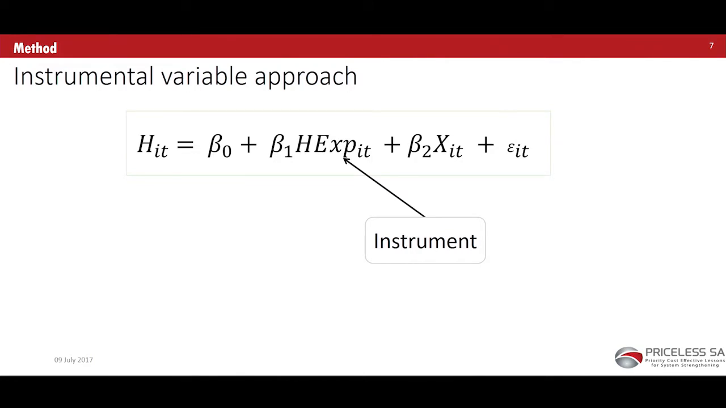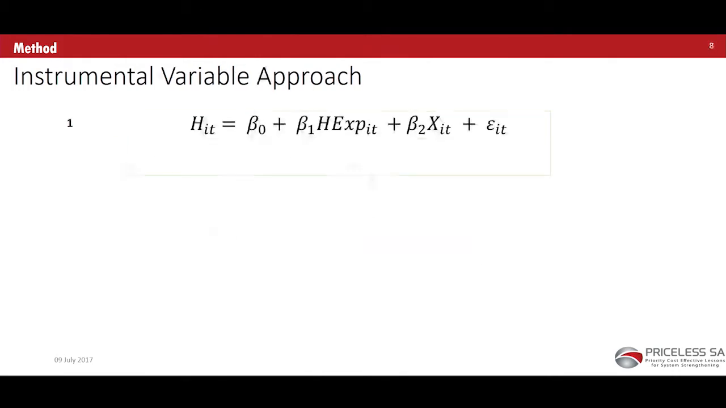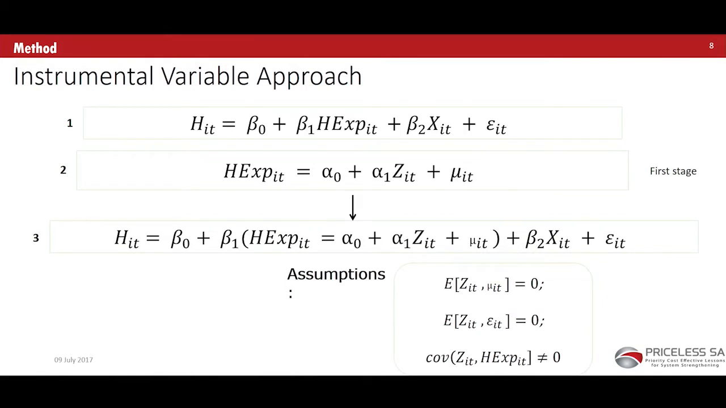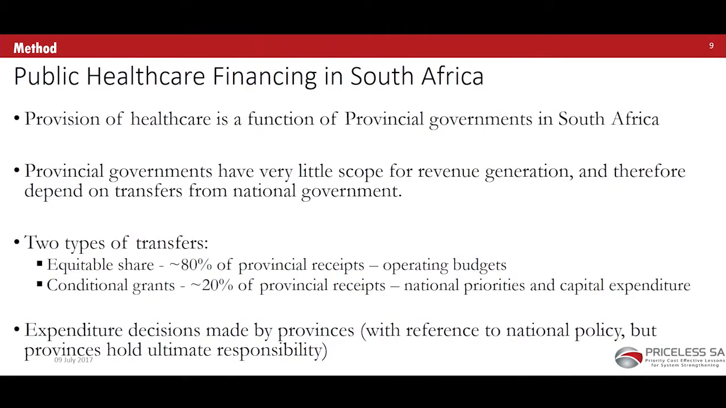We find an instrument that is correlated with health expenditure, but not correlated with the outcome variable, and as a result, not directly correlated with health outcomes. And the idea is that the impact of this instrument on health outcome is only going through its effect on health expenditure. So more formally, we find a set of instruments, denoted here by Z, that is not correlated with the error terms in the first and second equations, and it's correlated with health expenditure.